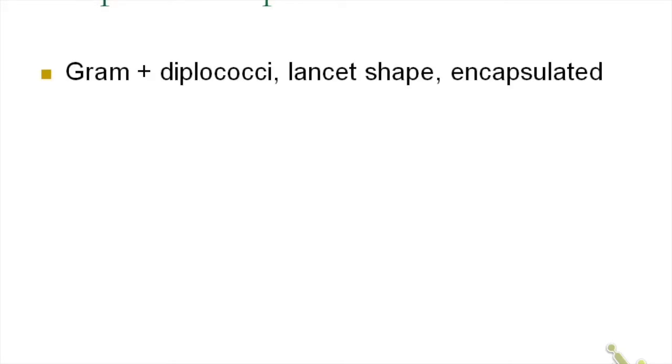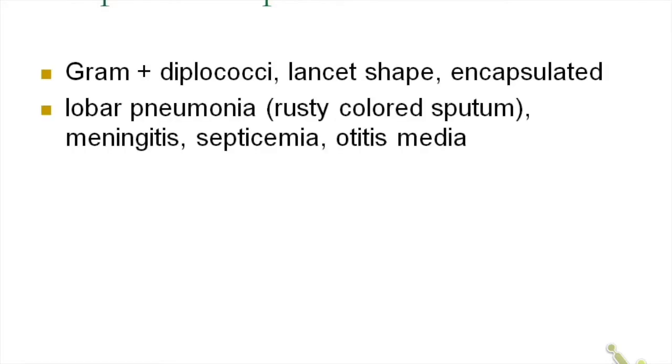Streptococcus pneumoniae is another example of gram-positive diplococci, quite unique because of its characteristic lancet shape, and they are encapsulated. They could cause lobar pneumonia, wherein a person would have a characteristic rusty colored sputum. So the sputum appears to be rusty. This could also cause meningitis, septicemia, and otitis media, or the infection of the middle ear.